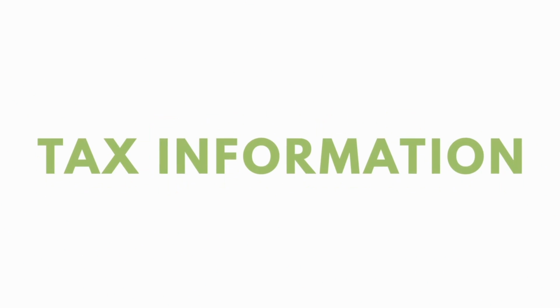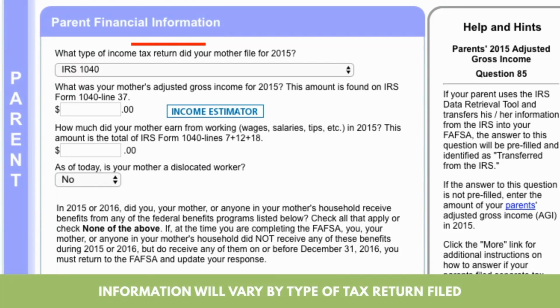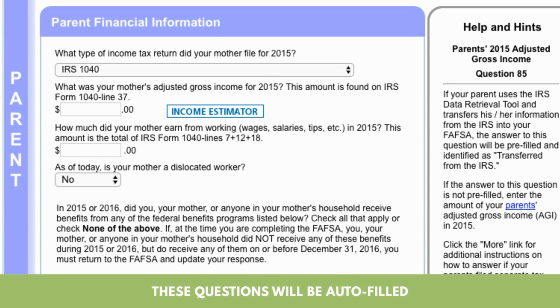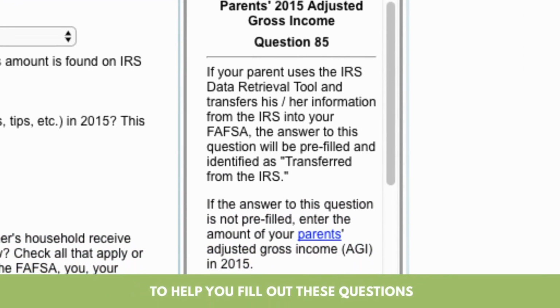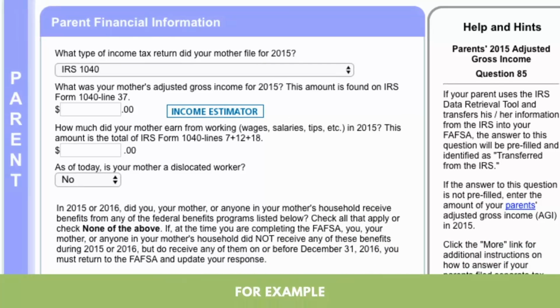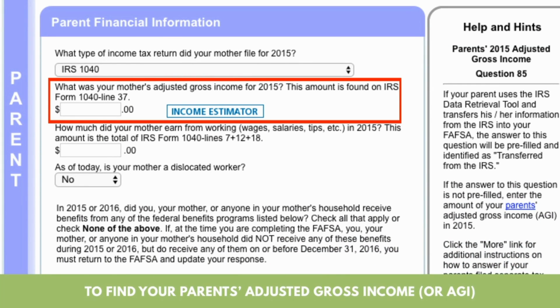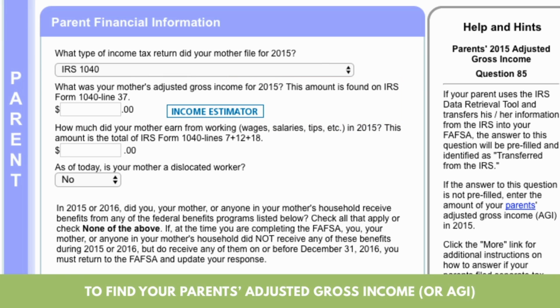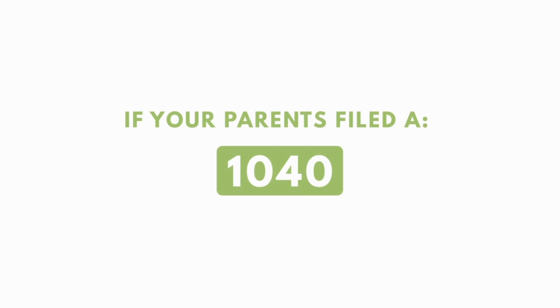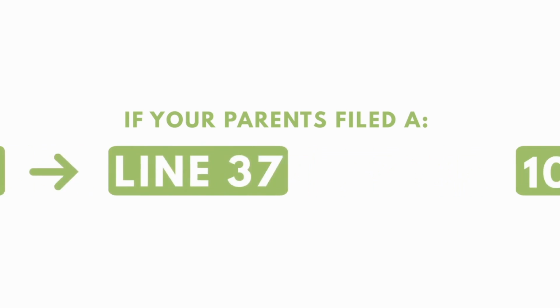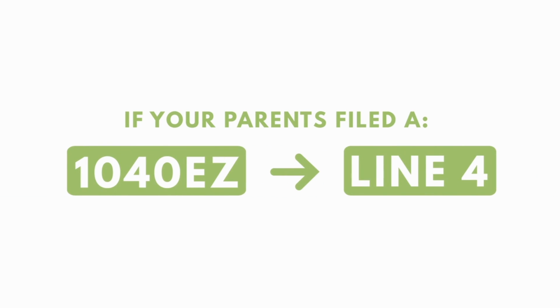Part 3. Tax information. Information will vary by type of tax return filed. Remember that if you use the IRS data retrieval tool, these questions will be autofilled. Use the right-hand Help and Hints tool to help you fill out these questions. For example, to find your parents' adjusted gross income, or AGI, if your parent filed a 1040, their adjusted gross income is on line 37. If your parents filed a 1040 EZ, their adjusted gross income is on line 4.